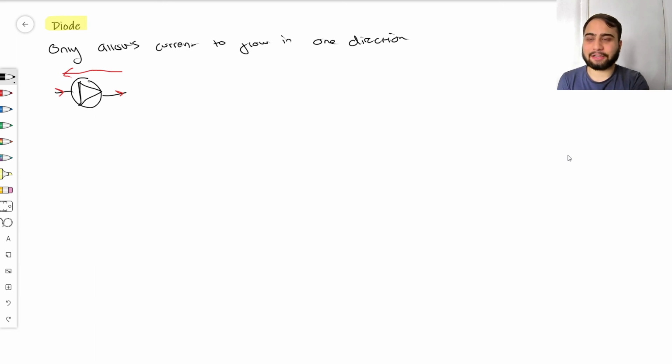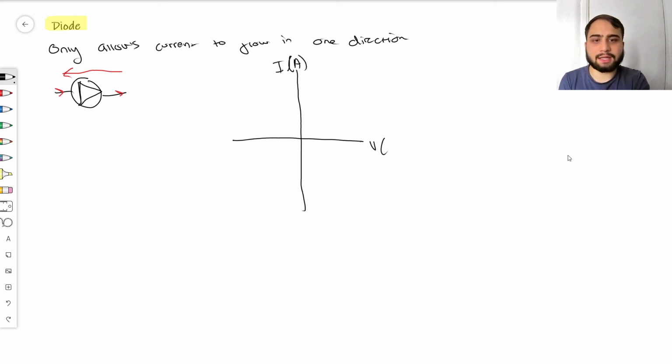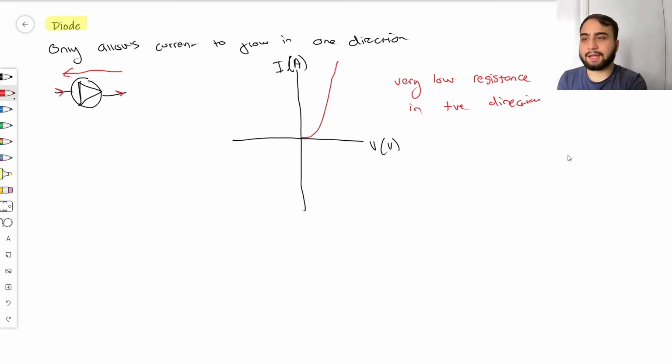So let's draw our IV graph for a diode. Up here we have I again, it's in amps, and we have V here, again in volts. Now, remember how I said that it only allows current to flow in one direction? That means that we get a small bump here and then a very steep climb in voltage and current here. That means that this has a very low resistance in the positive direction. So that's the direction that it's meant to be connected in, and it has an extremely high resistance in the other direction, which is why you pretty much get no current flowing at all in this direction.